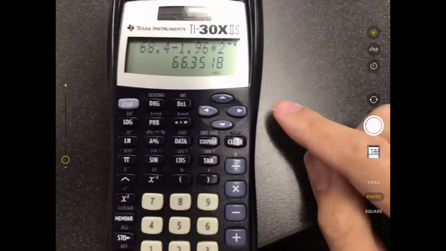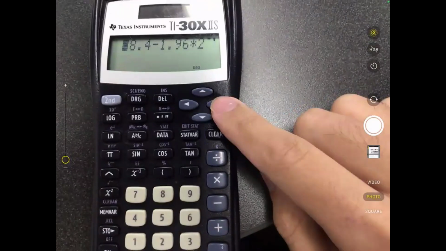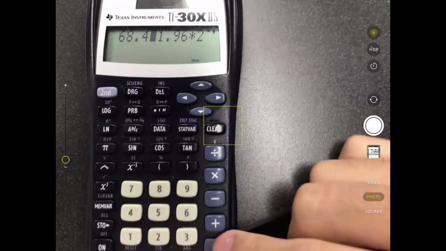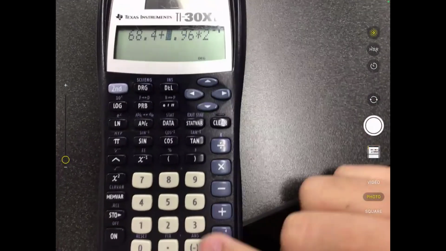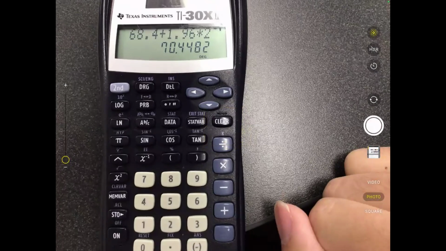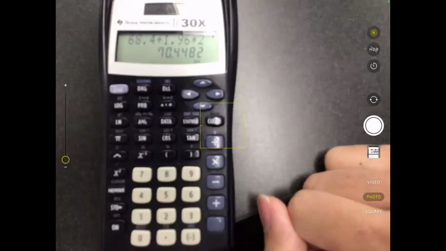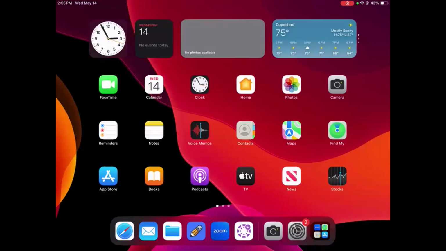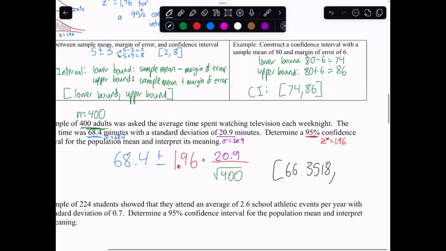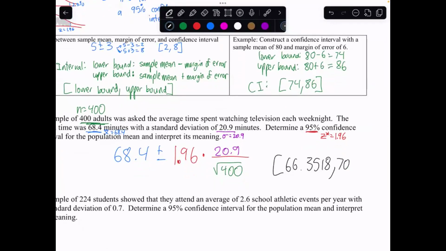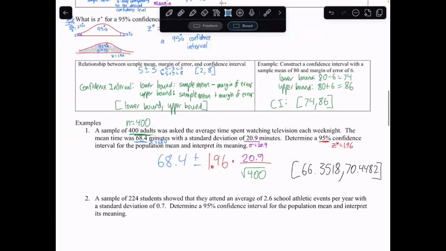Okay, so for the upper bound, I don't need to retype the whole thing in. I just go back and edit. I change the minus to a plus because it's a plus minus symbol. Okay, so the upper bound would be 70.4482. Okay, so this is my confidence interval.